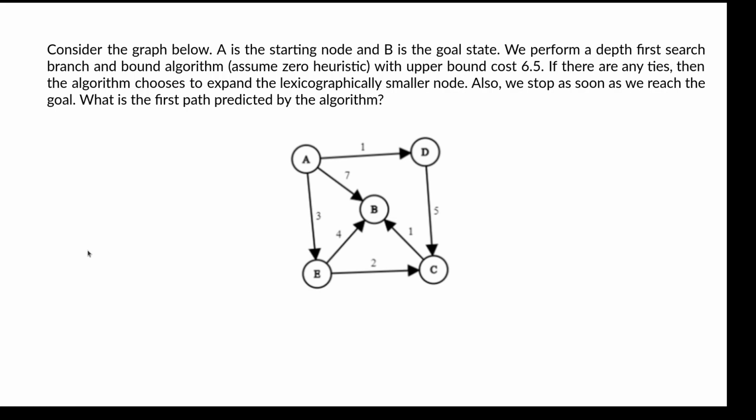If there are any ties, then the algorithm chooses to expand the lexicographically smaller node. What does that mean? It means if you have options A and B with equal evaluation, then you always select A because A appears first in alphabetical order compared to B. It is also saying we stop as soon as we reach the goal. What is the first path predicted by the algorithm? So the source is A, the target is B, and for branch and bound the upper bound is given as 6.5. Now you have to say which path we are going to take to reach the goal.